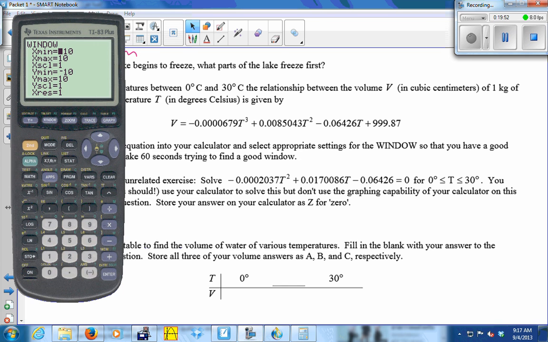All right, so if we're trying to find the window, this model for volume only applies for temperatures from 0 to 30 degrees Celsius. So I'm going to have X min and X max go from 0 to 30. Now the Y min and the Y max, which is the V here, that's the trickier part. Anybody come up with anything good? Nothing yet? Okay, so let's try negative 10 to 10. That's always a place to start. That was a terrible choice.